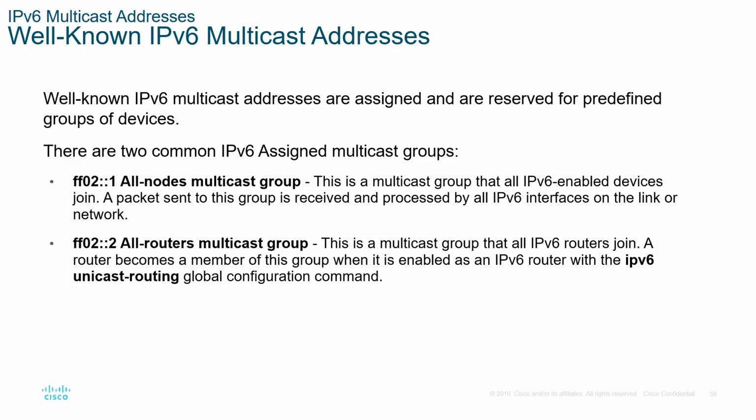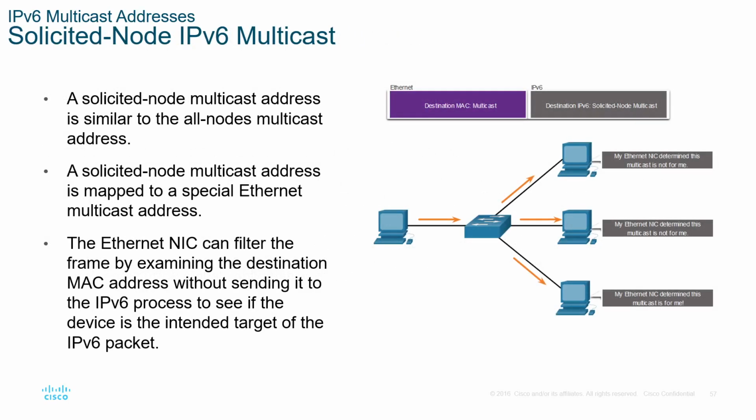Now, the multicast group that all IPv6 routers join is the all routers multicast group. The router becomes a member of this group when it's enabled as an IPv6 router. And just a quick review here, the way that we can enable a router to be an IPv6 router is through the ipv6 unicast-routing command. A solicited node multicast address is similar to the all nodes multicast address.